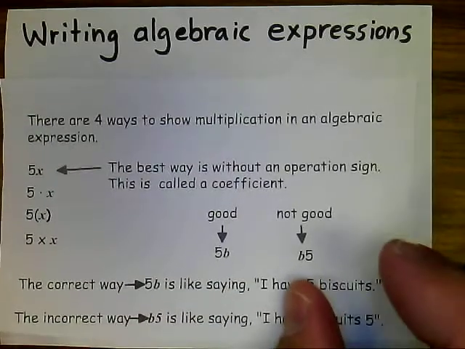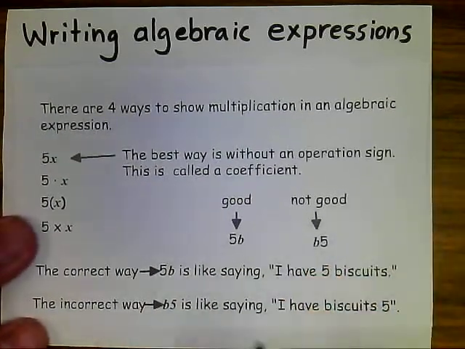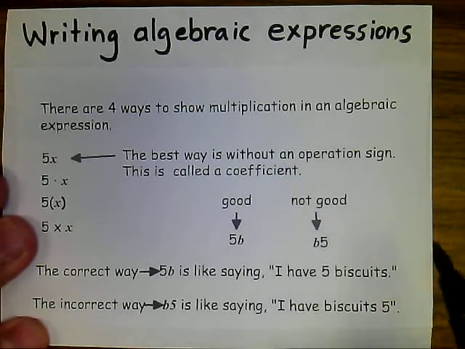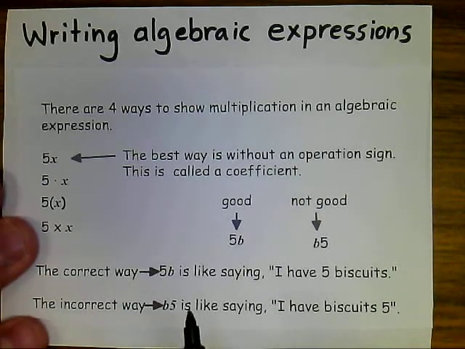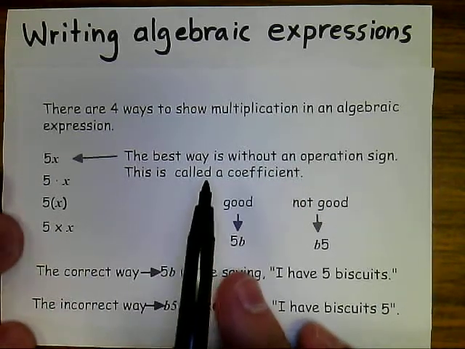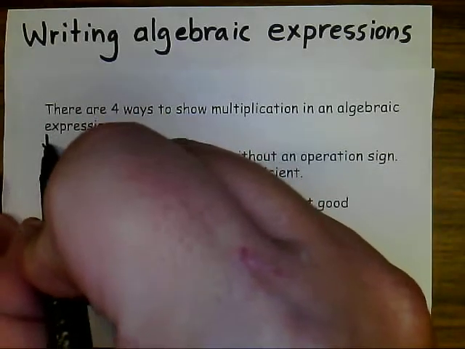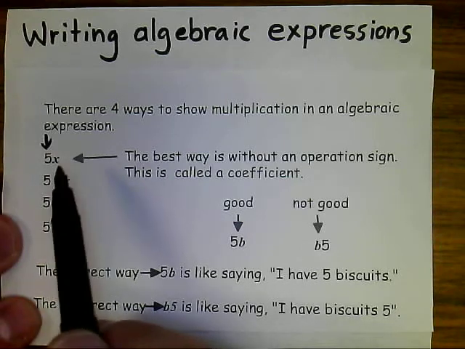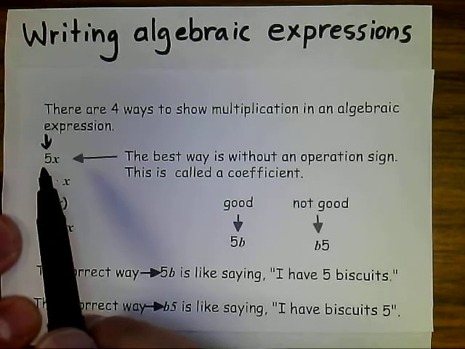It's important when we talk about multiplication that there are 4 ways to show multiplication in an algebraic expression. The best way is known as a coefficient, and you don't use an operation sign. We talked about this in the last video. This number 5 right here is a coefficient. It tells you that there are 5 x's. So whatever the value of x is, there's 5 of them.